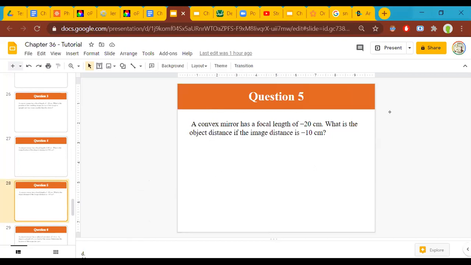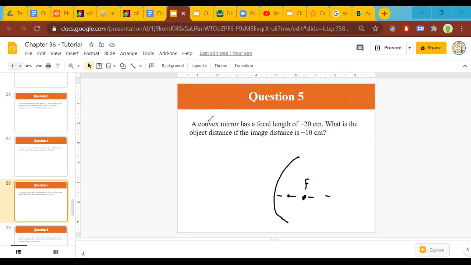So this question asks about a convex mirror with a focal length of -20. What is the object distance? So the image is just negative 10 centimeters. This is a convex mirror, so it likes to disperse light. So here's the mirror, and the focal length, we're told it's -20, so here it is. The image distance is always between the mirror and the focal length. It's right here in this case.